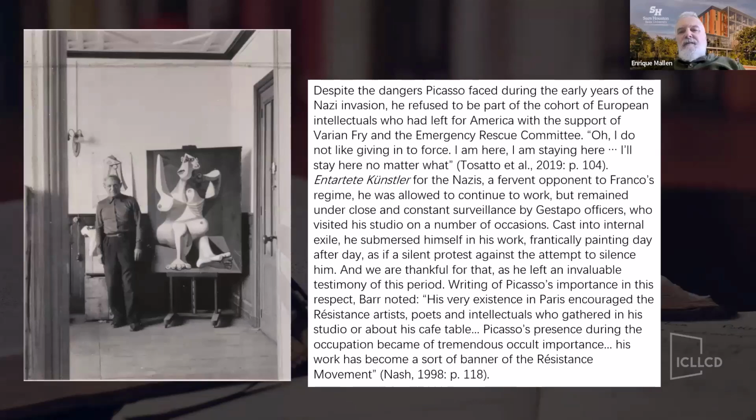Despite the dangers Picasso faced during the early years of the Nazi invasion, he refused to be part of the cohort of European intellectuals who had left for America, like Breton I just mentioned, with the support of Varian Fry and the Emergency Rescue Committee. "Oh, I do not like giving in to force. I am here. I'm staying here. I will stay here no matter what."